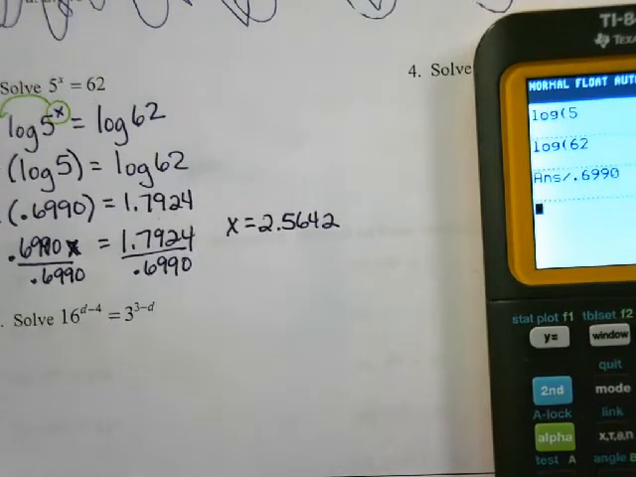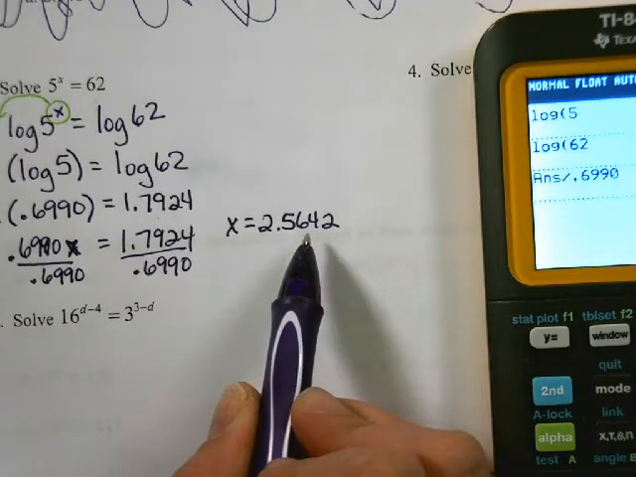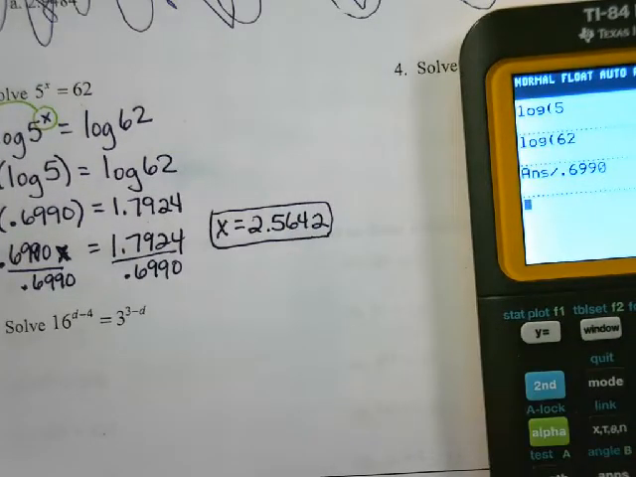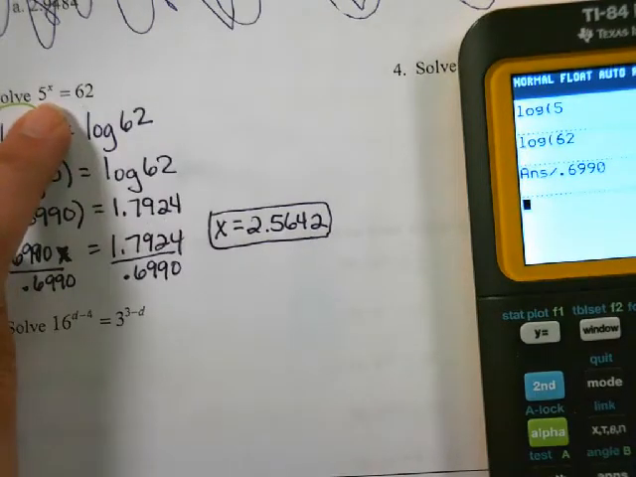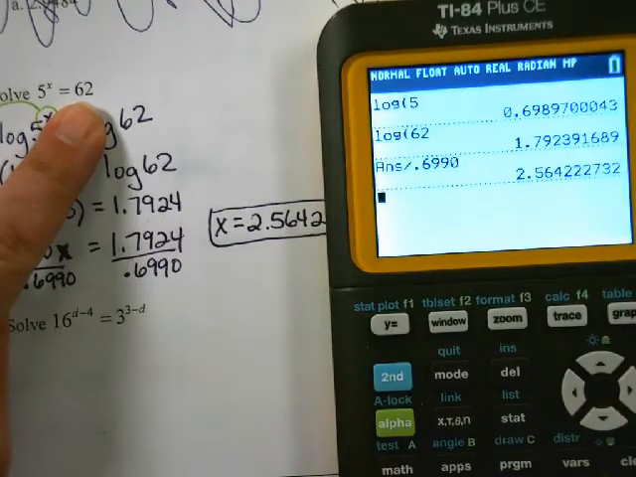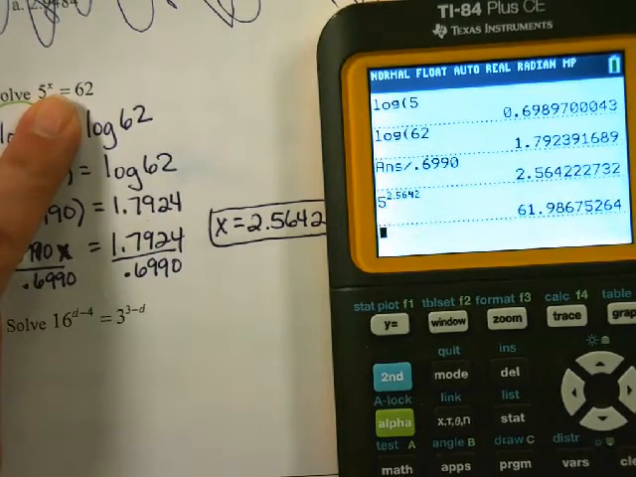When I did it in my notes before, I got 4.3. Does that make sense? So you should be close, but it depends on how you chop it off, round it, and carry it through your calculator. The first three digits should be very similar, though. Okay, let's check it. That means that 5 to the 2.5642 should be about 62. Blake says, yes, we did a good job. I got 61.9867. Close enough for me, right? Questions?